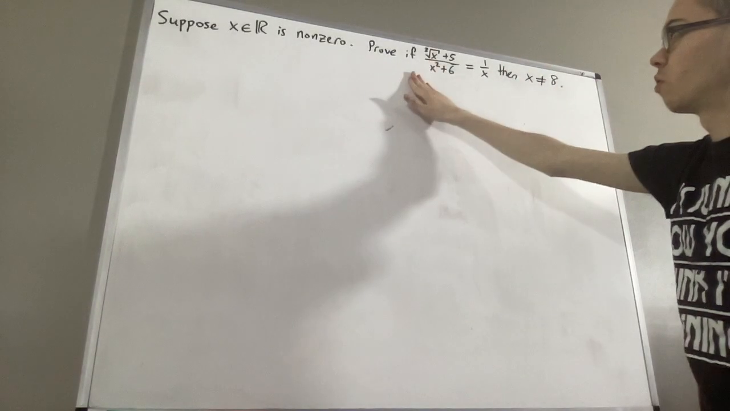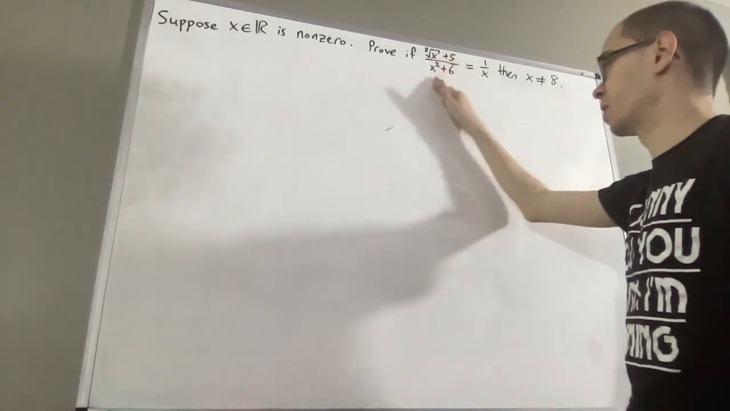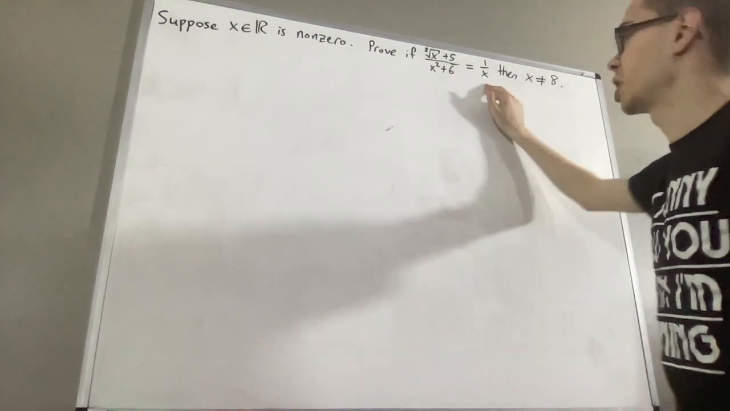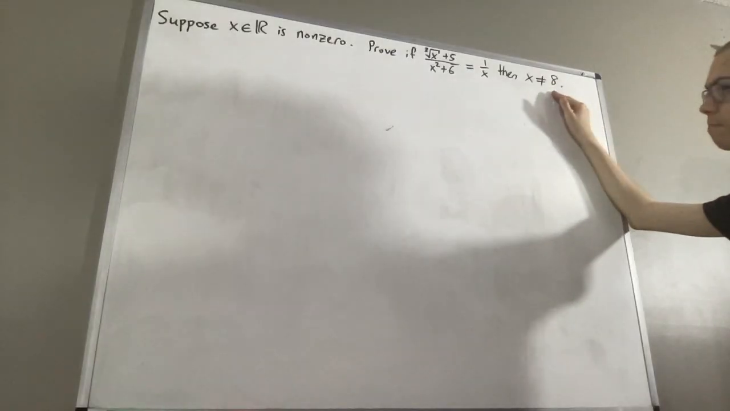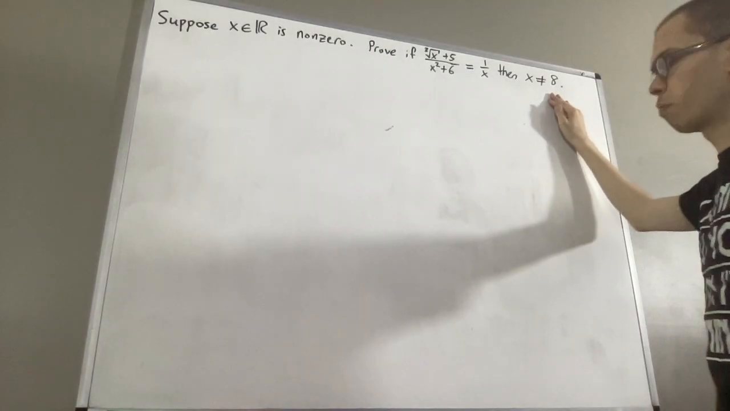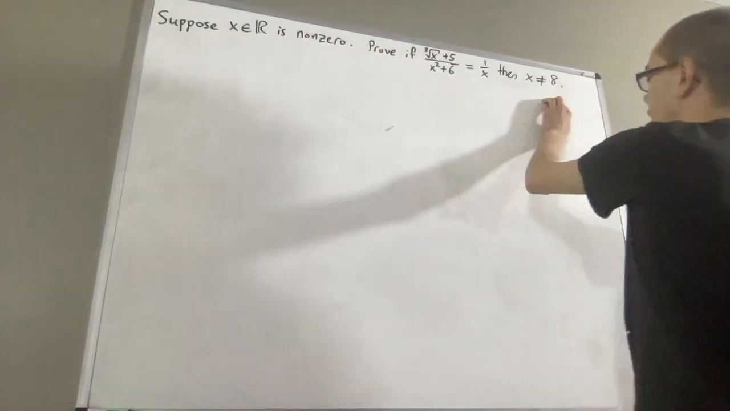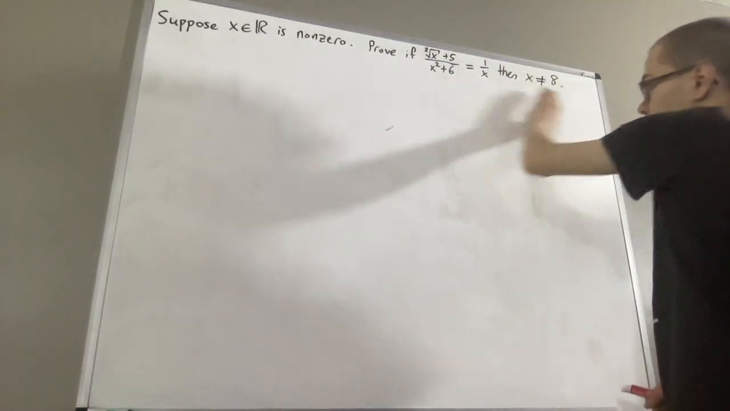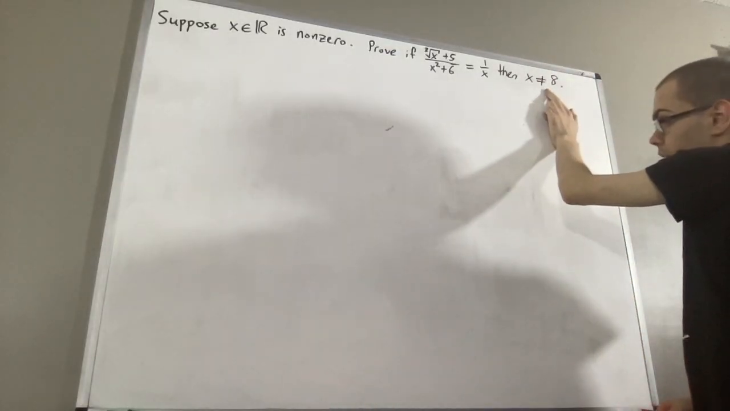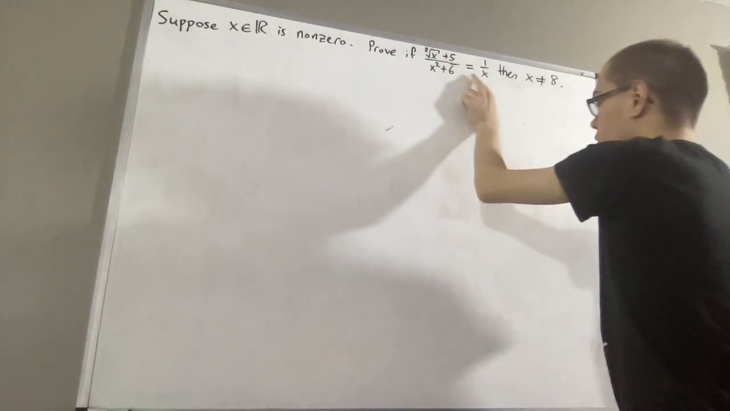So, we're trying to prove a conditional statement. So one option we have available to us is we could try to prove it directly, right? Under the assumption that this equality is true, can we logically deduce that x is not equal to 8? Well, maybe, but let's try to prove the contrapositive, right? The contrapositive of this statement tells us if this is false, then this is false. Or in other words, if x is equal to 8, then cube root of x plus 5 over x squared plus 6 is not equal to 1 over x.